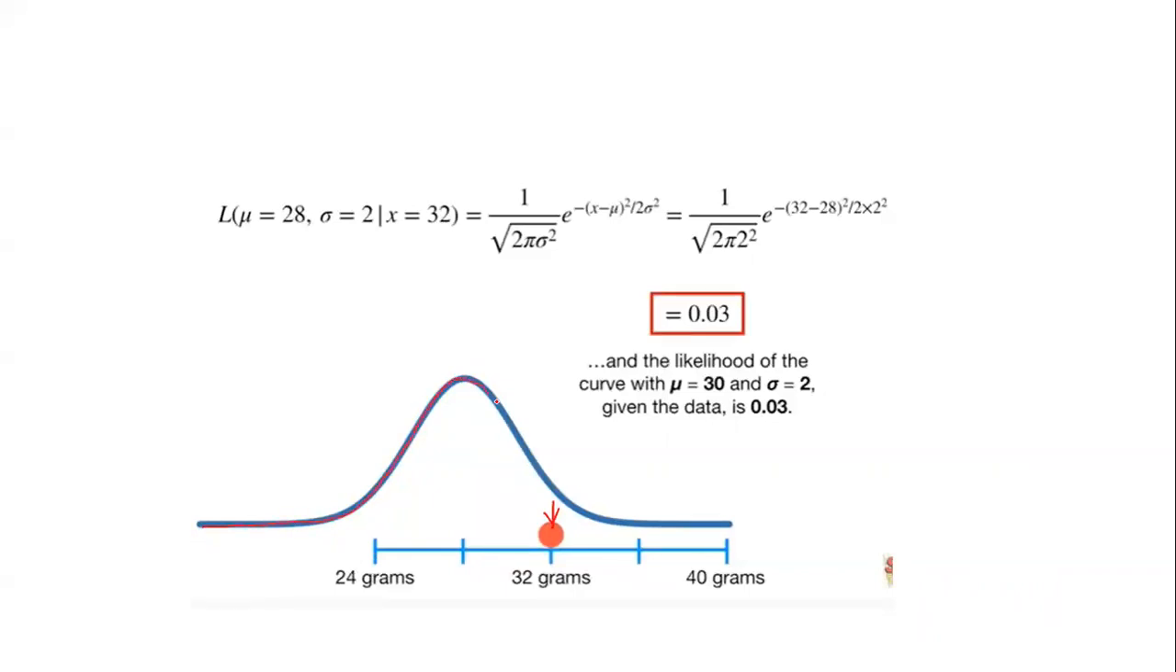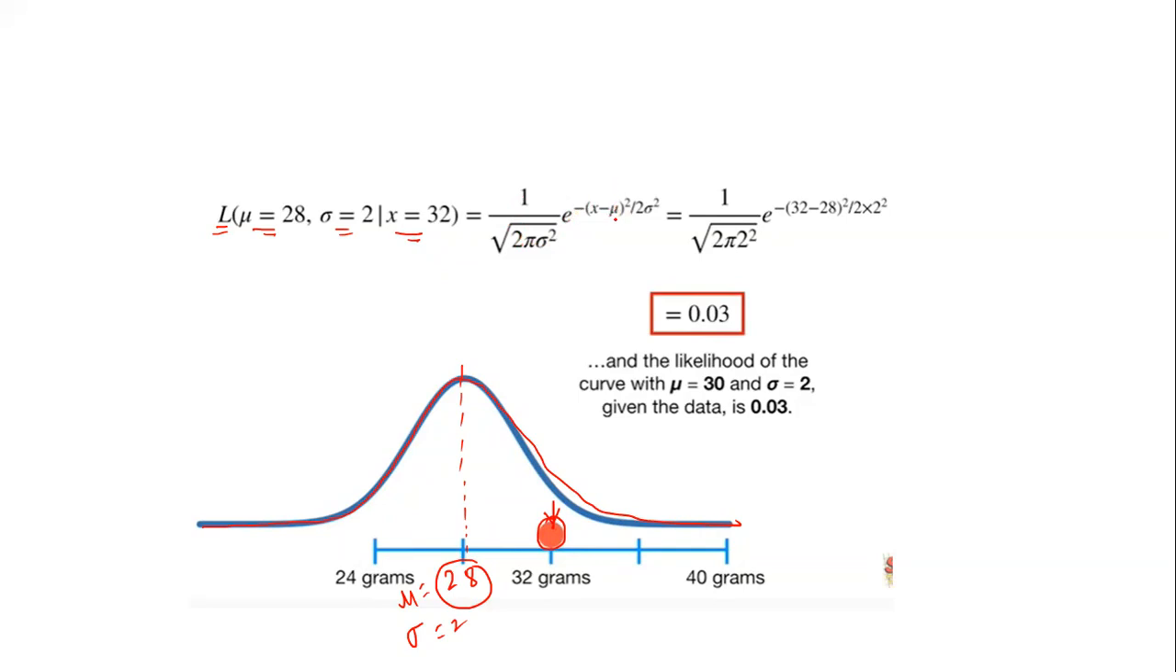For this normal distribution, the mu, that is the mean, is somewhere here. Probably this is 28. Let us assume at this point the sigma is 2. So mu is 28 and sigma is 2. Now plug into our likelihood equation with mu equal to 28, sigma equal to 2. We have only one data point, and that data point measures 32. So plug into our normal distribution equation: 1 by square root of 2 pi sigma squared, e to the power of x minus mu.